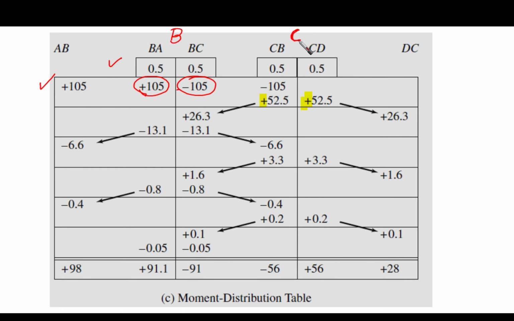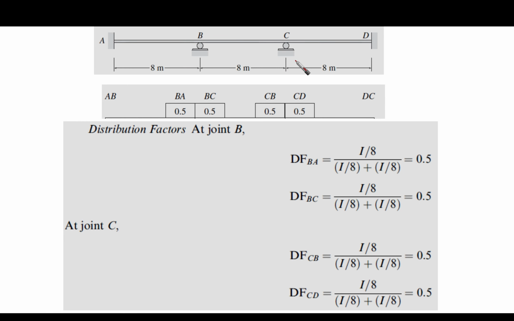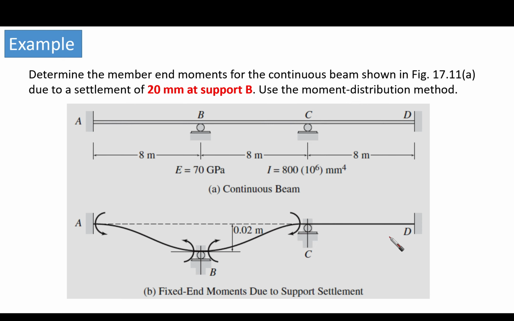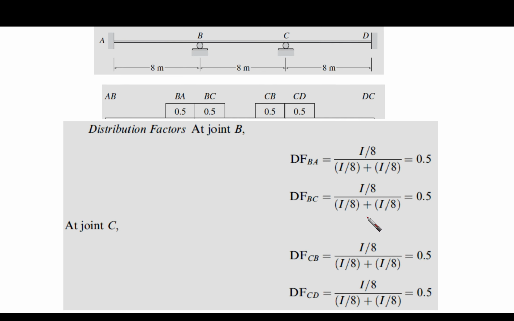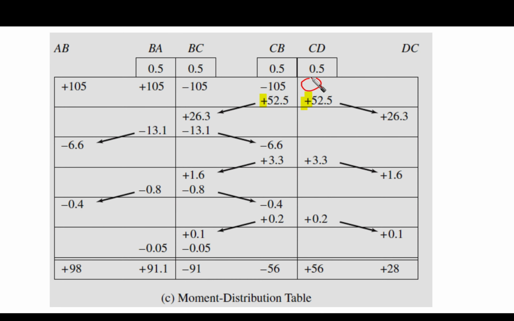For point C, we will find that 105 negative. However, here there is nothing because we do not have any loading at the last span. Remember that we do not have any loading at the last span. If we go back, this is the last span, which is span CD. We do not have anything here. This means that we do not have fixed end moments as well, so it is 0 here.